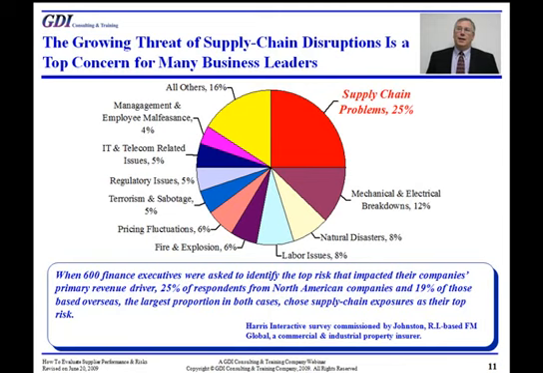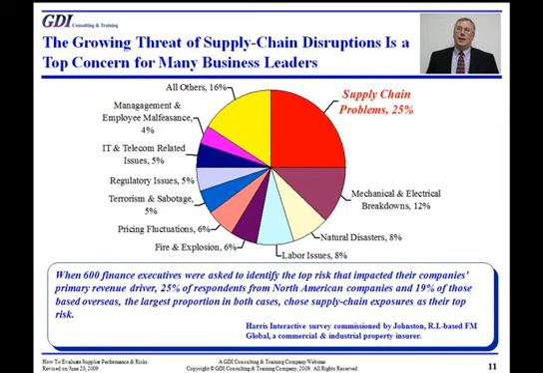About 25% of the respondents were from North American companies. 19% of those were based overseas, so they were domestic operating but foreign-owned organizations. And what they discovered amongst all of them, when you add them all together, both domestic and foreign, is that supply chain issues took about 25% of the share of mind of these financial executives. They surely were concerned about regulatory issues and pricing fluctuations and labor issues and disasters and breakdown issues, but the biggest component they worried about today was supply chain problems.